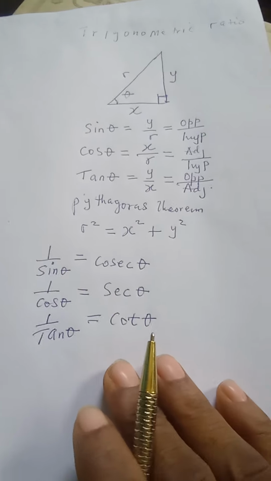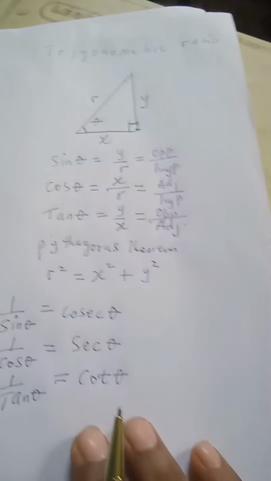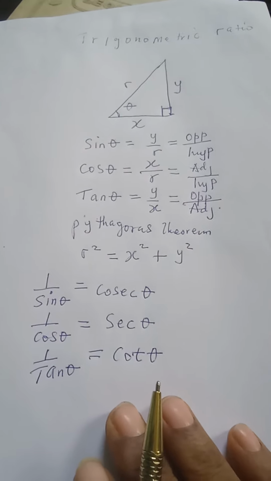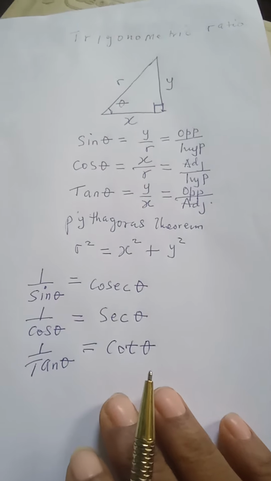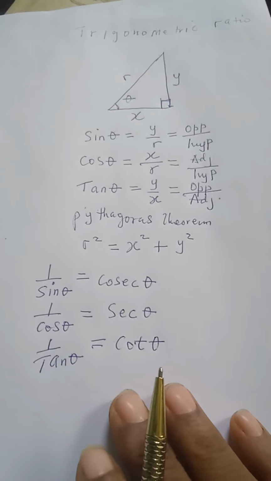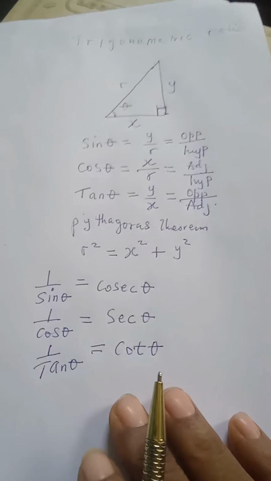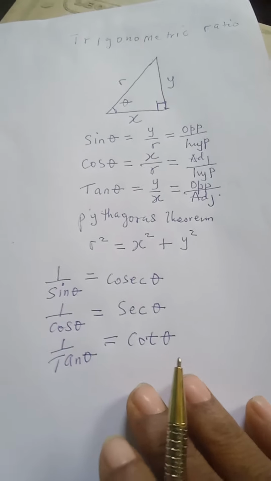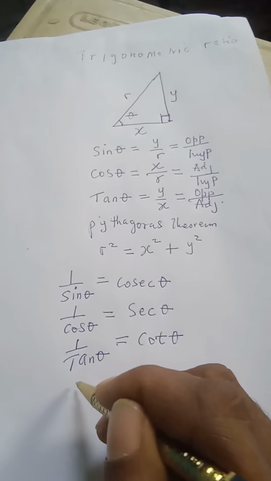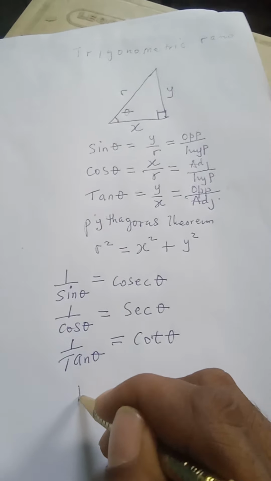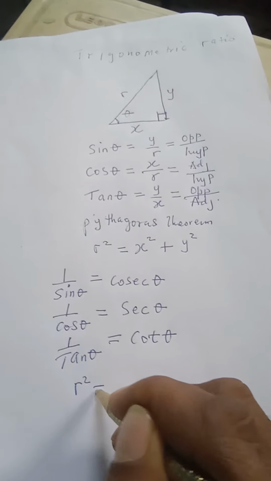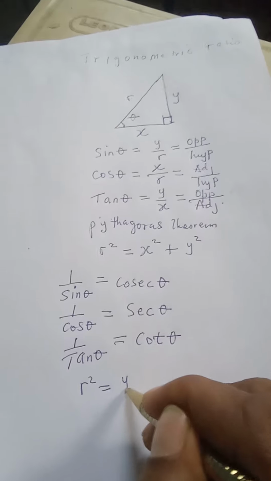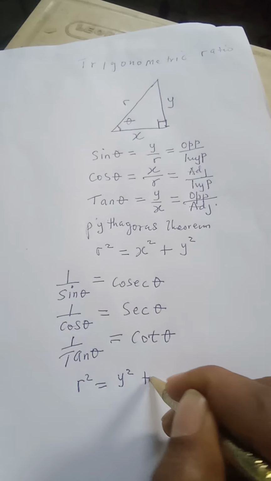Now, we also work with identities of trigonometric ratios. And let's see how we can get these identities so that in a subsequent discussion, we'll be able to use them to solve mathematical problems. Take note that Pythagoras theorem says that r squared is equal to x squared plus y squared. So same thing, we can say y squared plus x squared.